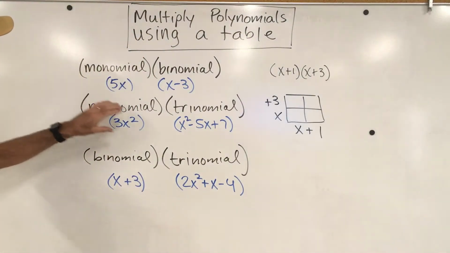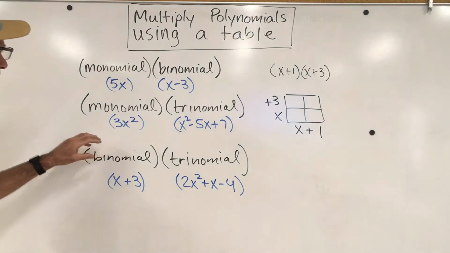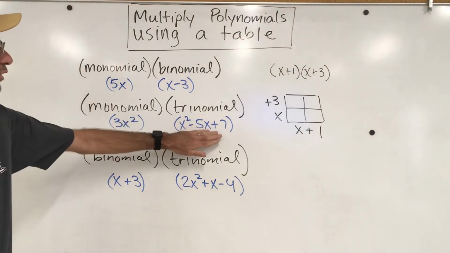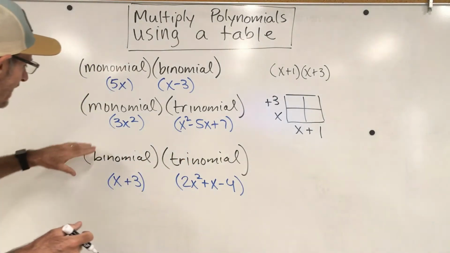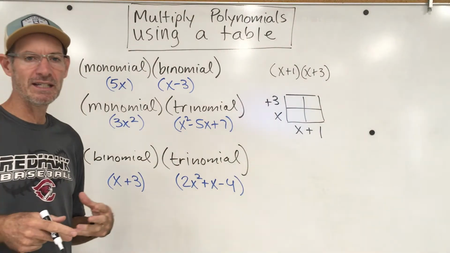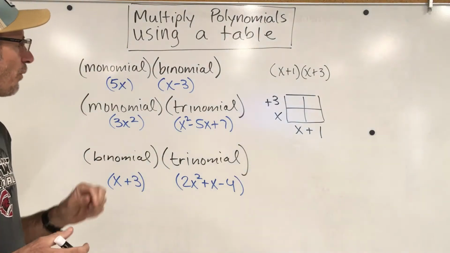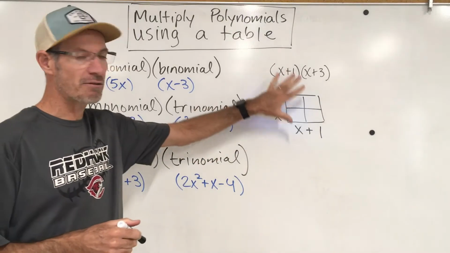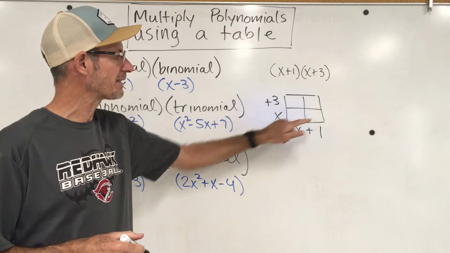If we do a monomial times a trinomial, we can still use a table, but the table is not going to be a 2 by 2 table. The table will be a 1 by 3 table, so we have enough room for every one of our terms. And finally, if we're going to multiply a binomial times a trinomial, the best way to do it is by using a table, and it will be a 2 by 3 table. So we're going to start by doing each of these examples using the correct size table so that we can have a spot for every one of our products in the problem.